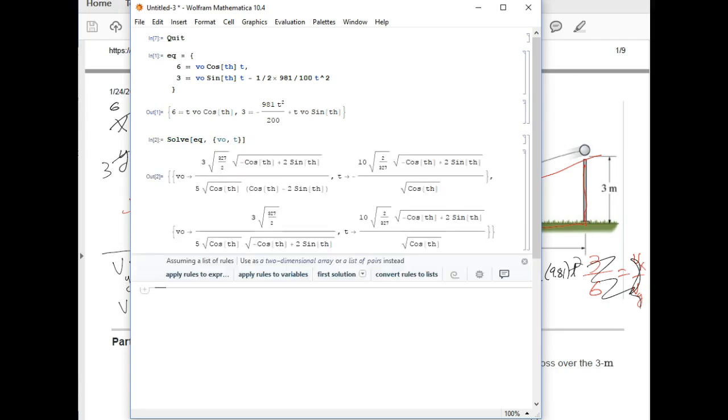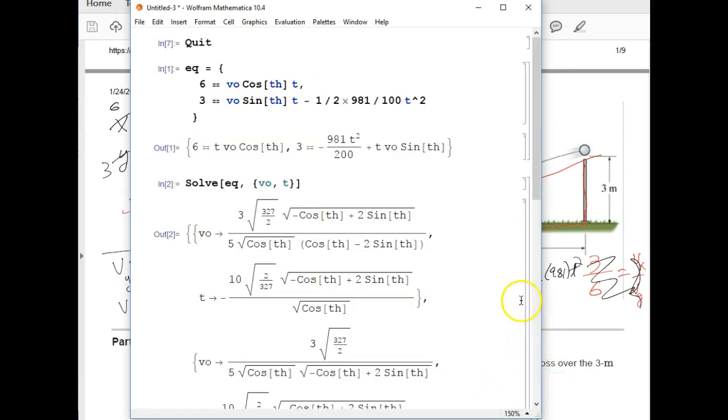Not too bad, right? I have 2 answers because it's quadratic, so you're expecting 2 answers. The first one, if you notice here, let me zoom in a little bit. 150, we'll see if that works.